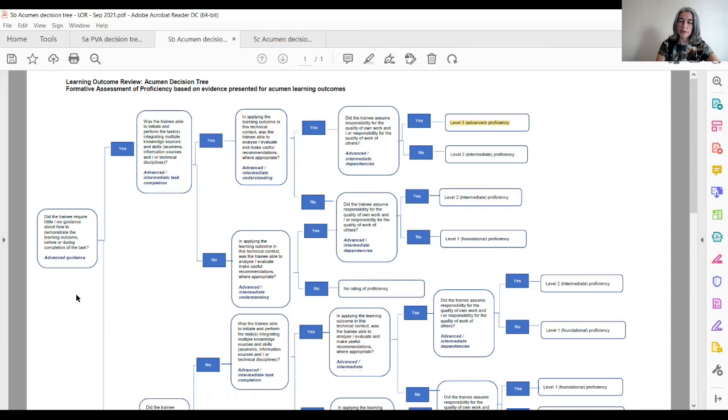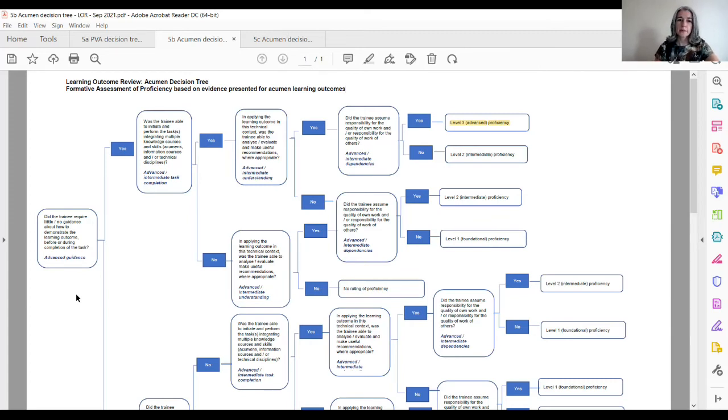Now, unlike the professional values and attitudes decision tree, there is only one route to level 3 proficiency. But I want to remind you that in the matrix, we said that either intermediate or advanced proficiency in the other 3 dimensions would allow the trainee to get to a level 3. So the next 3 questions allow a trainee some flexibility in terms of the level that they're demonstrating in the other dimensions. The first question is around task completion.